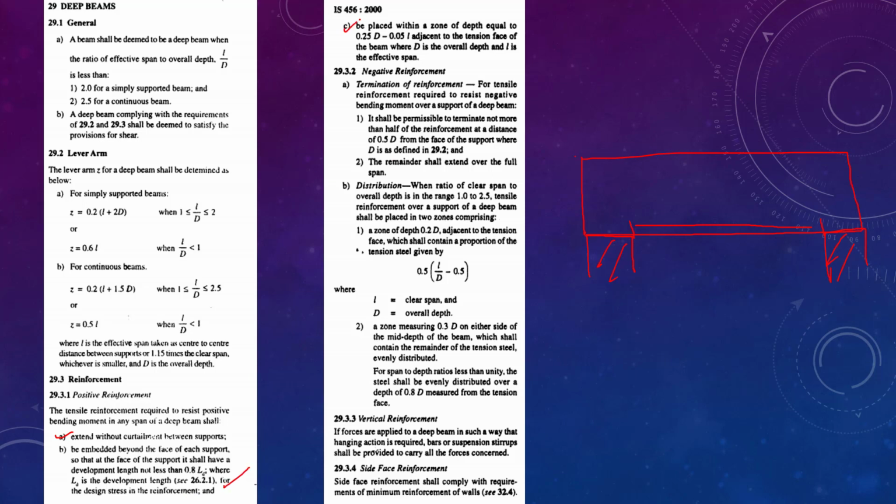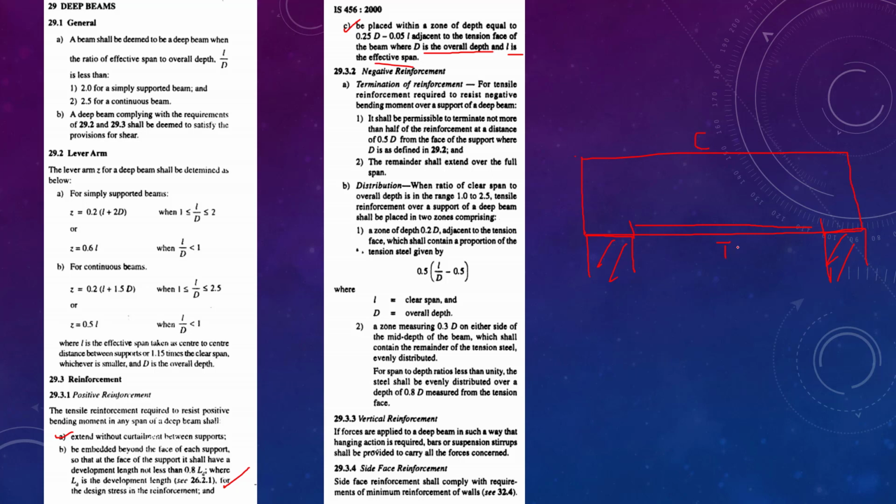The third, C, is on the placing, where to place it, that is, at what depth this reinforcement should be placed. It should be placed within a zone of depth equal to 0.25D to 0.05L adjacent to the tension face of the beam, where D is the overall depth and L is the effective span. So for this deep beam, this will be under compression and this will be under tension.